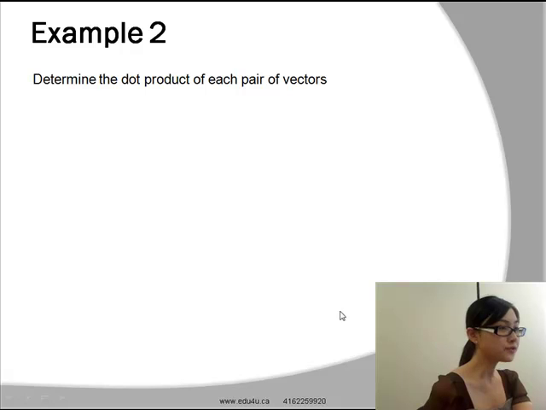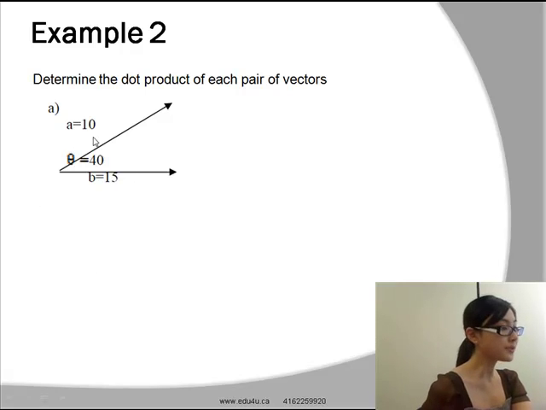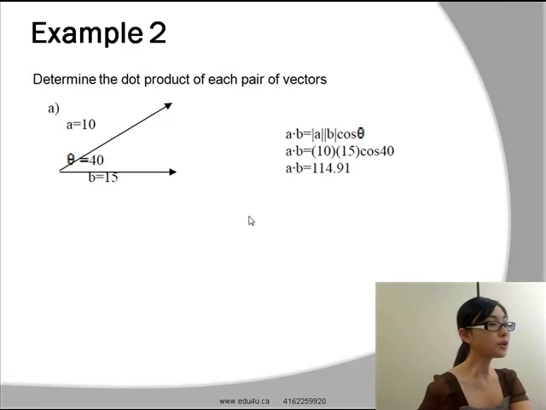Now let's take a look at example 2 from our learning resources. Determine the dot product of each pair of vectors. In question A, we have two vectors, A equal to 10 and B equal to 15. The two numbers represent the magnitude of these two vectors, and the angle in between is theta equals 40 degrees. In order to find the dot product, we simply have to plug these values into our general formula, and that will give us 114.91 for A dot B.